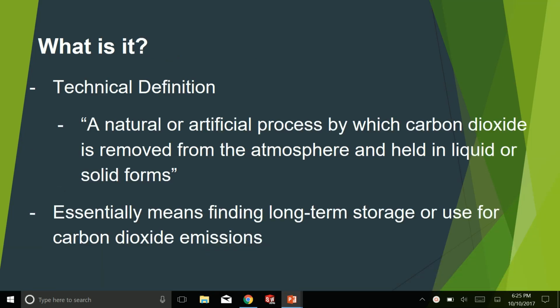What is carbon sequestration? The technical definition is a natural or artificial process by which carbon dioxide is removed from the atmosphere and held in liquid or solid forms. Essentially, this means finding long-term storage or use for carbon dioxide emissions.